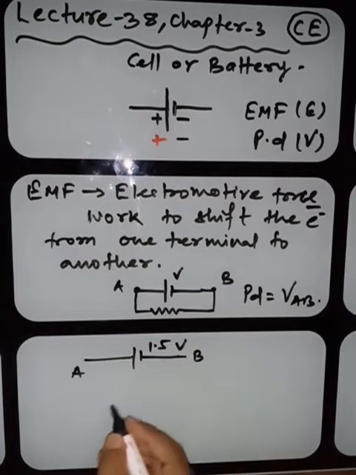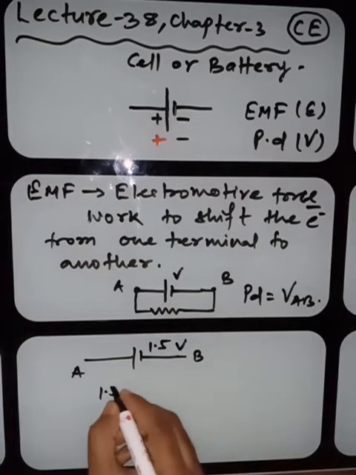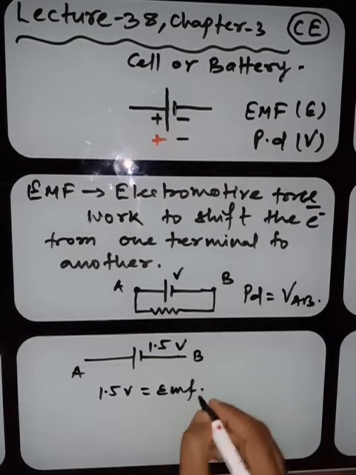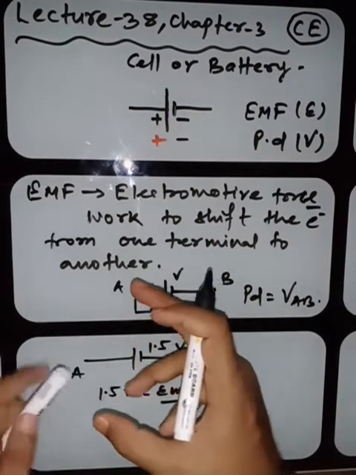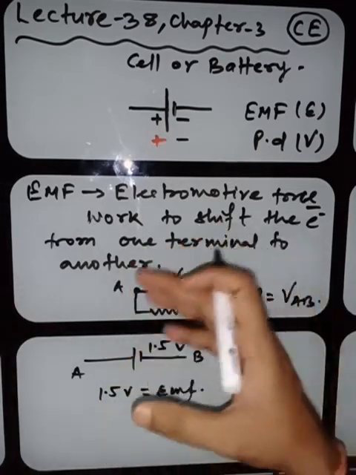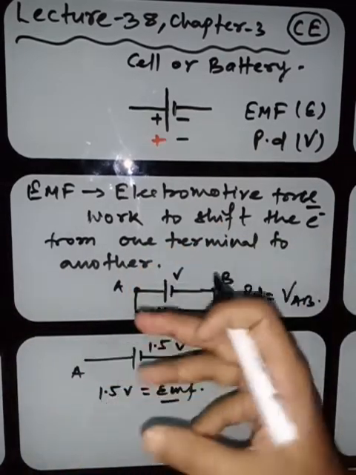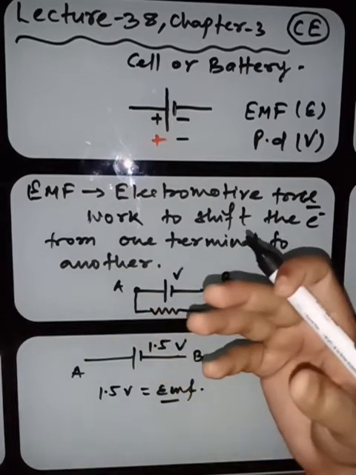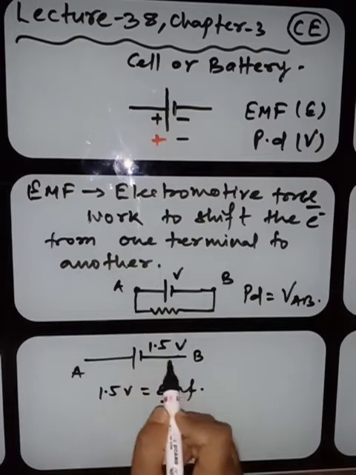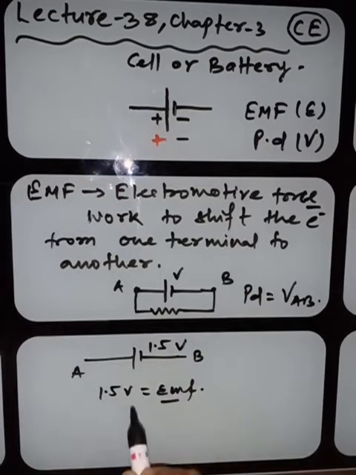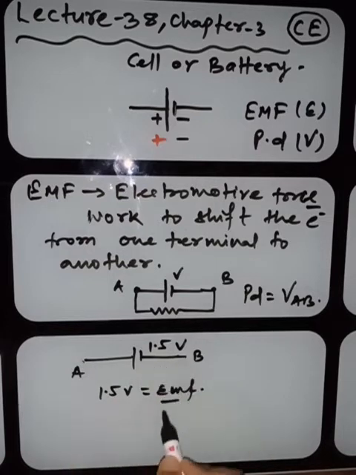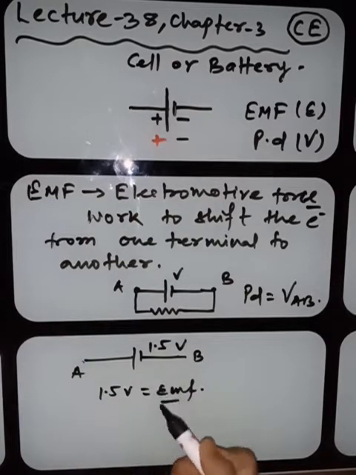But I'll tell you, my dear students, this 1.5 volt is EMF, not the potential difference. The very simple thing I'm telling you over here, later on you will get totally cleared about the EMF and potential difference. The one thing you remember: if this cell is not connected through any circuit, then its potential difference is the EMF, or the EMF is equal to the potential difference.